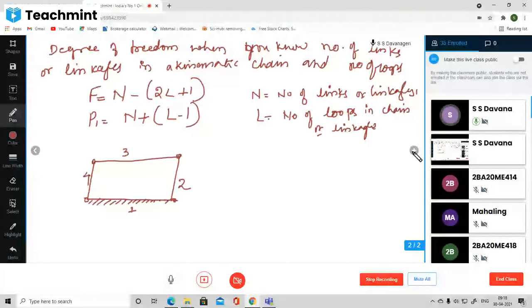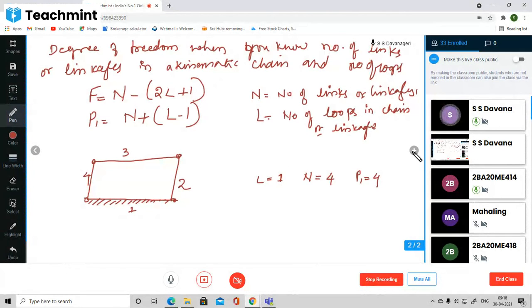Now, L equals how much? 1. Now, how many elements do we have? If it has 4 elements, how many pairs do you have? P1 equals 4. So now let us find out whether you are going to get the desired equations.